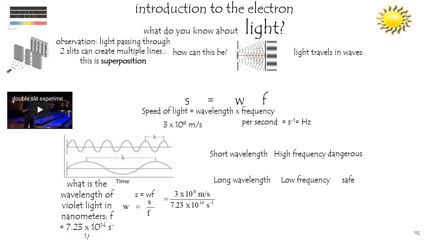Rearrange. Plug in our numbers. We know that the speed of light is 3 times 10 to the 8th meters per second, and the frequency is given in inverse seconds, which is nice, so we end up with meters. And if you just multiply that times 10 to the 9th, because a nanometer is 10 to the minus 9th meters, or a meter is 10 to the 9th nanometers, either way, you find that you have 415 nanometers is the wavelength of violet light.